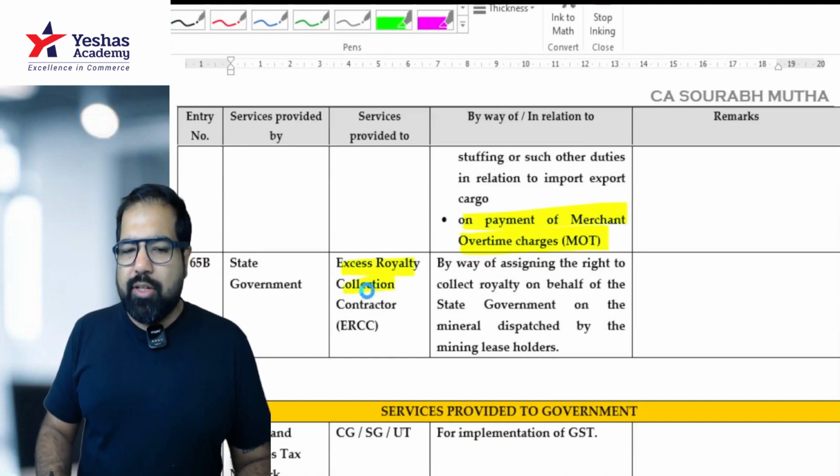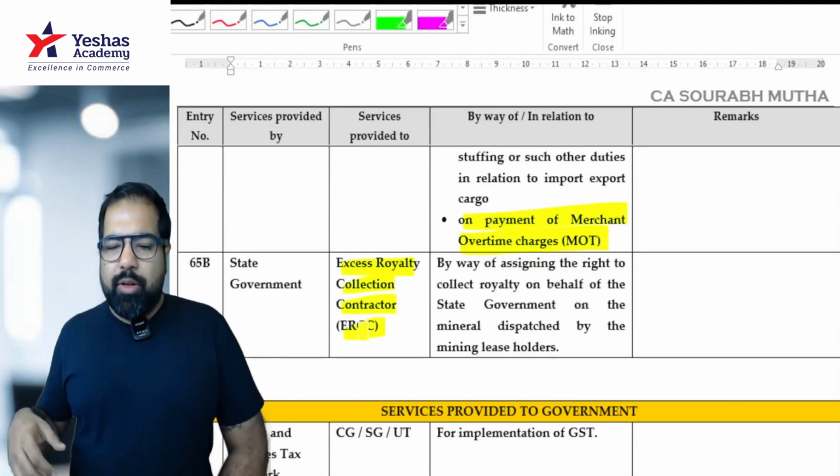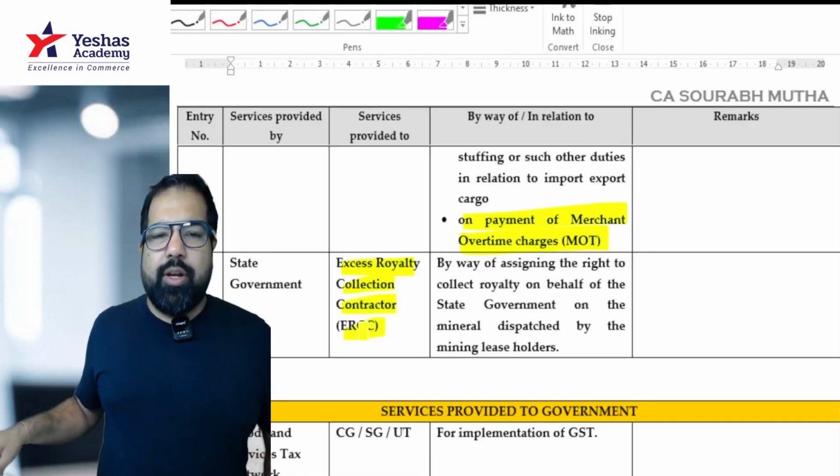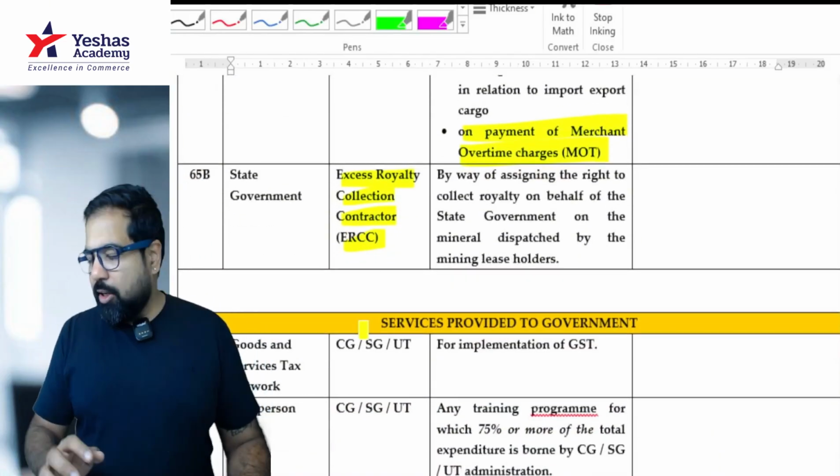And excess royalty collection contractor, this is basically when they give you a right to do some petroleum mining, etc., and they collect some royalty, on that there is no GST. So this is services provided by the government, yes.